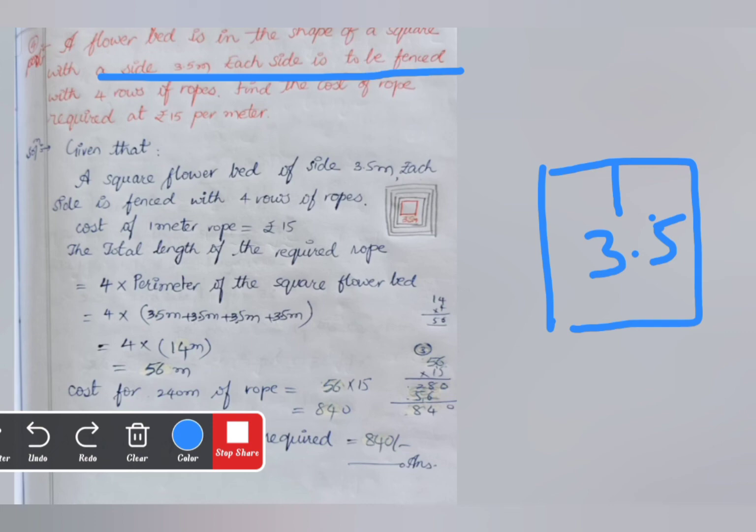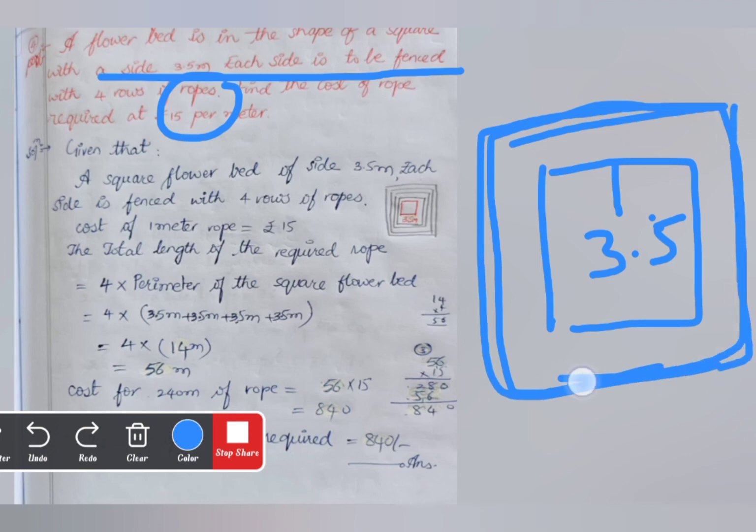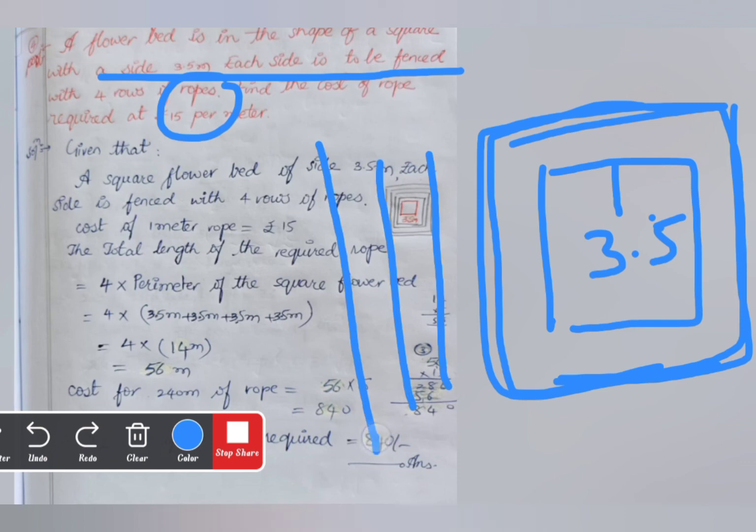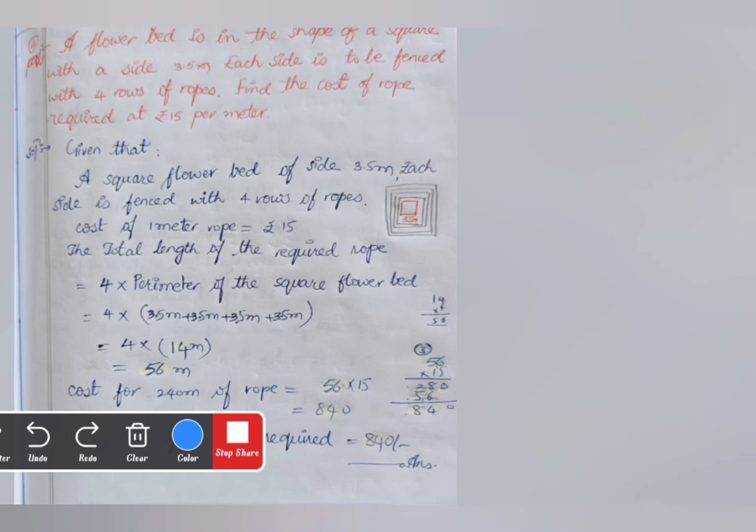इसको क्या करना है अब, 4 रोज से 4 रोज ऑफ रोप. रोप मतलब रस्सी. 4 rows of rope. It should be fenced. Fenced मतलब बाउंड्रीज. बाउंड्रीज को जो है ना अपन फेंसिंग करते. तो बाउंड्रीज को कितने बार फेंसिंग करो बोल रहे हो ना, एक एक साइड को 4 टाइम्स फेंसिंग करना बोल रहे. 4 रोज से फेंसिंग करना.